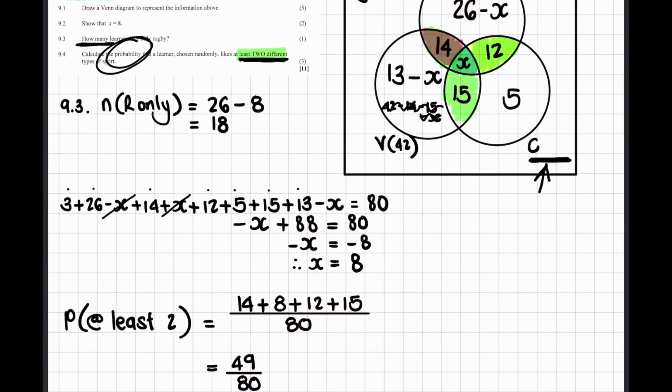This was more of a complicated one. I don't think that it gets much more difficult than this. So if you can manage with this question, you're good with Venn diagrams.